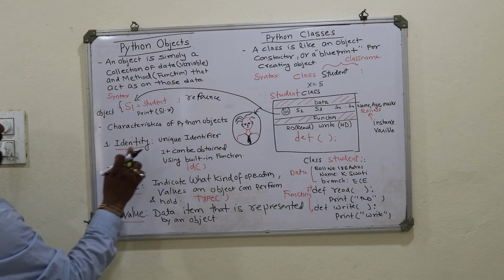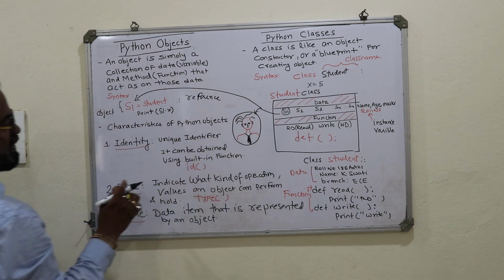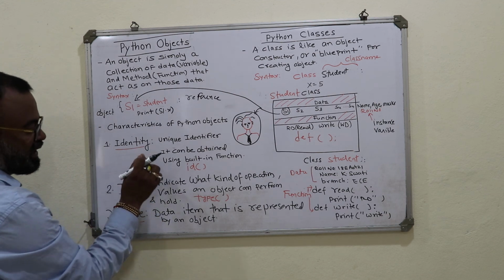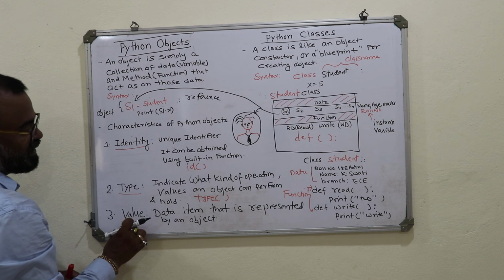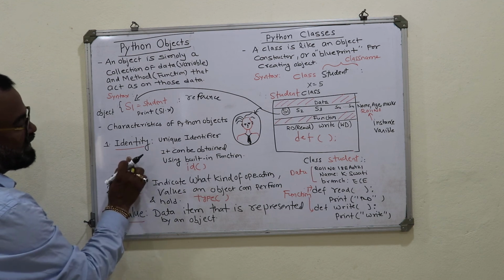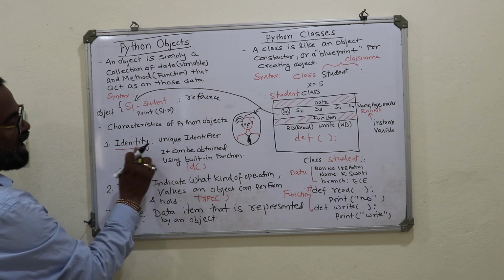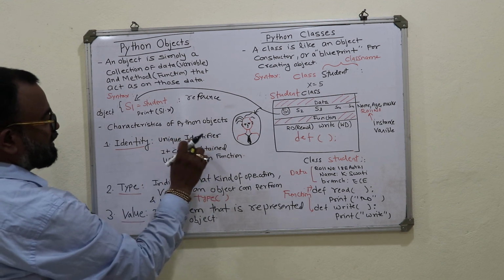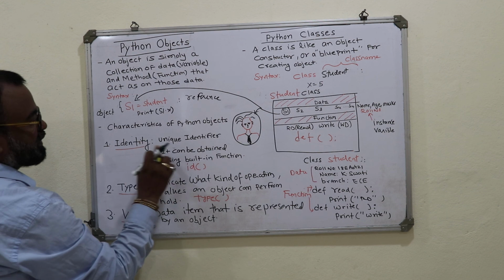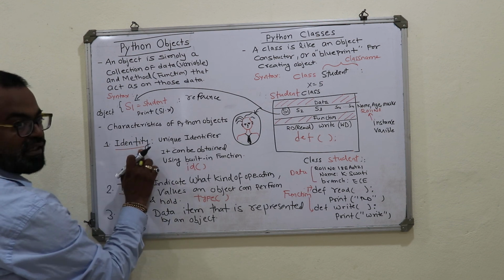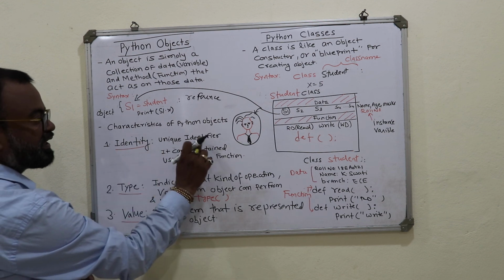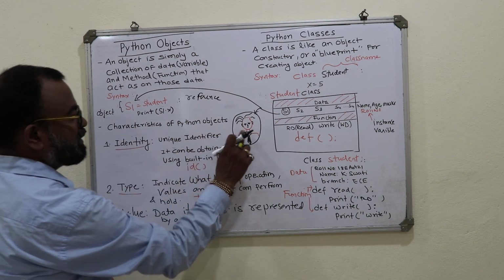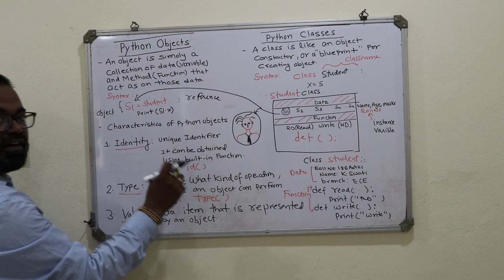There are three characteristics of Python objects which are very unique in Python programming. The first one is identity, the second one is type, and the third one is value. So what is identity? Identity is a unique identifier which identifies the object, right? Any identity is a unique identifier of any object, and it can be obtained by using inbuilt functions in Python.